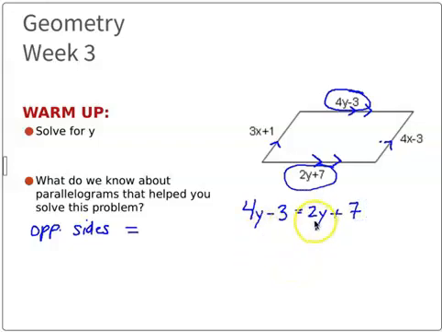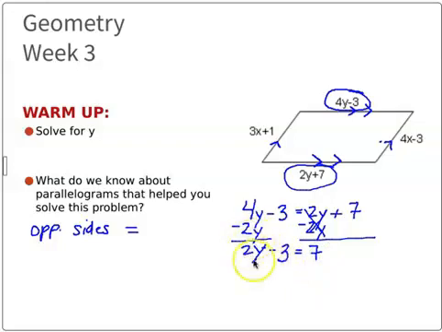I'm going to work on getting all my y terms on one side of my equation and all the constants on the opposite side. I'm going to get the y's on the left side and move all the constants to the right side. So I'm going to move this 2y by subtracting 2y from both sides. And what am I left with? I'm left with 2y, since 4y minus 2y is 2y. And I still have that negative 3 hanging out on the left side. The y's canceled out on the right side, and I'm left with just 7.